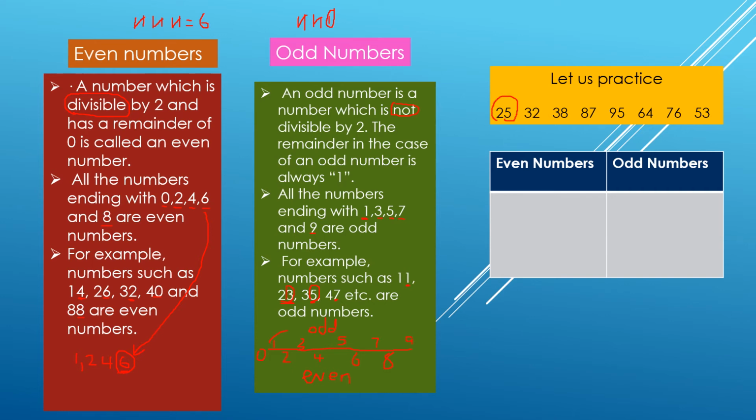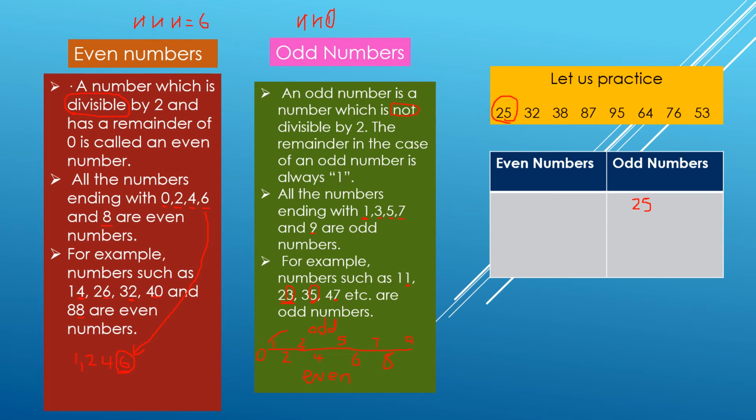25. Will you count your sticks? Will you count 25 sticks? No, we go back to this. Look at the ending. Oh, this one is ending with a 5. Is it even? Oh, it's here. So it's going to be an odd number. 25 will be an odd number.